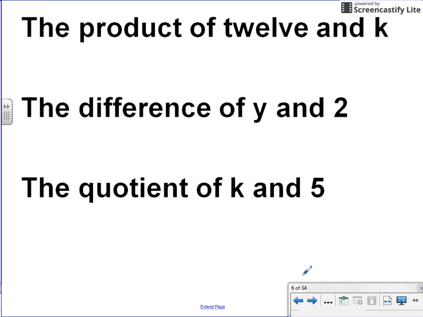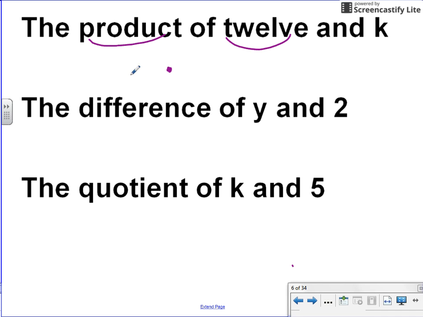Now, I don't want you to write these words down, but I do want you to watch and notice how I'm going to tackle these and translate. Okay, I read this first one, the product of 12 and k, and I see the word product, and immediately I'm thinking multiply. I'm not going to use the times symbol anymore, the x, because now that we're into algebra and algebraic expressions, I don't want to confuse that x as a variable with times as a multiplication operation. "Of" here is just simply used within the sentence. It's not indicating another math operation.